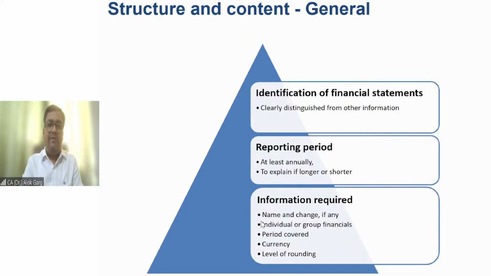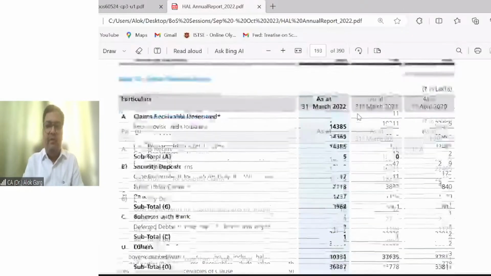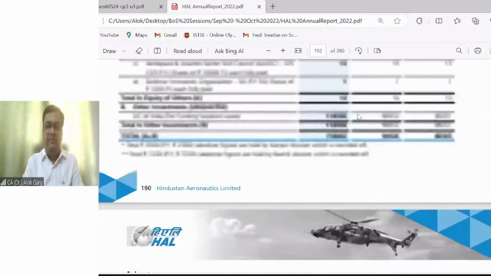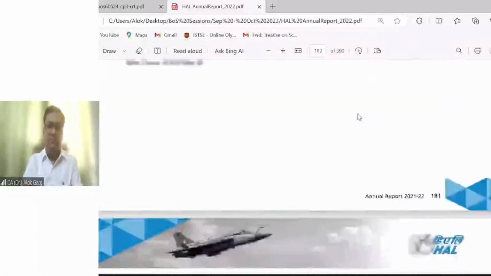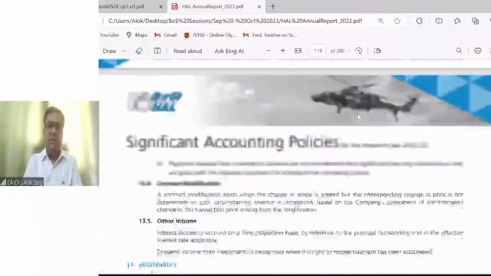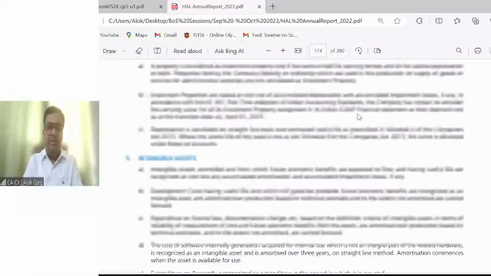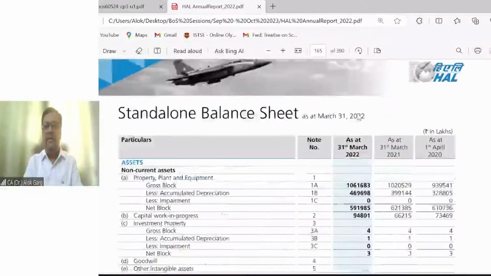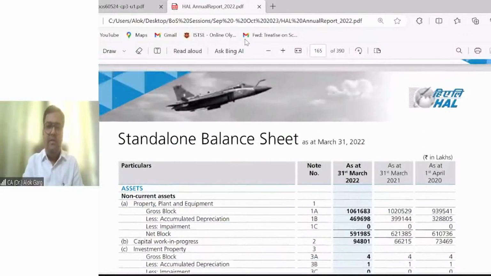So let me quickly show you one of the annual reports so that you will be able to understand it further. So I have shared the annual report of Hindustan Aeronautics Limited. I believe you are able to see this annual report. Let me go to the balance sheet part. Yes. Can you see this balance sheet?